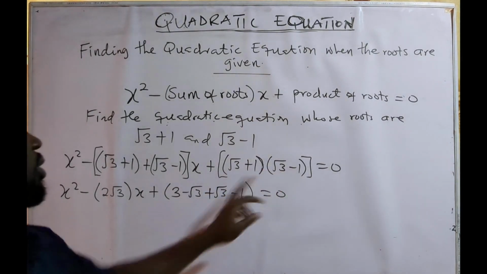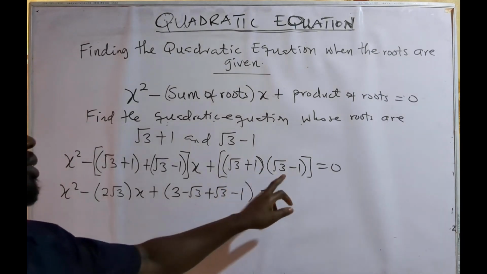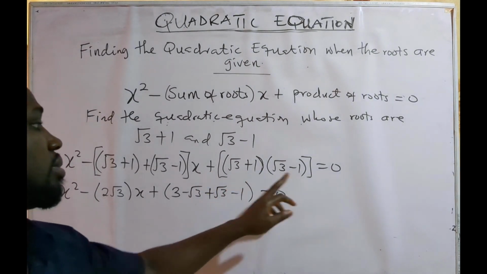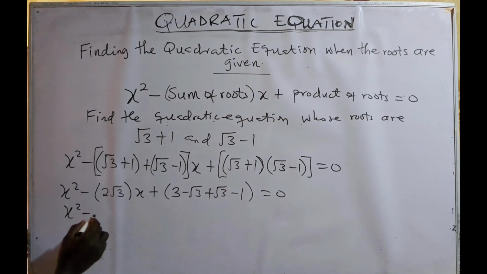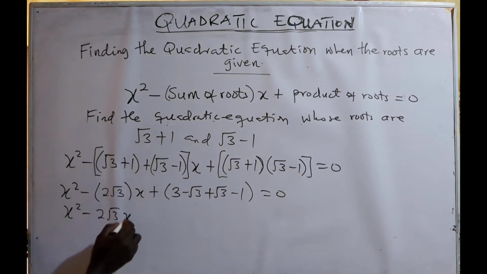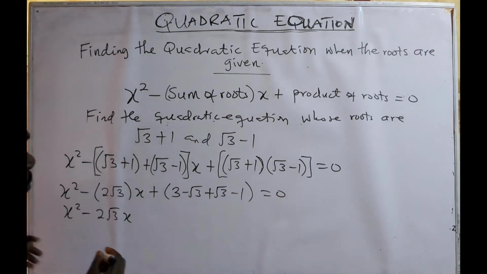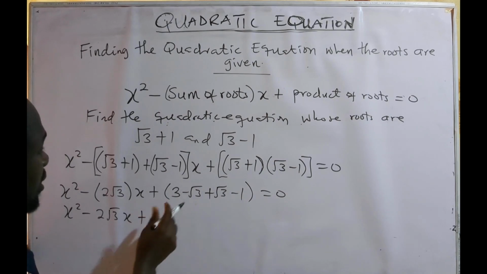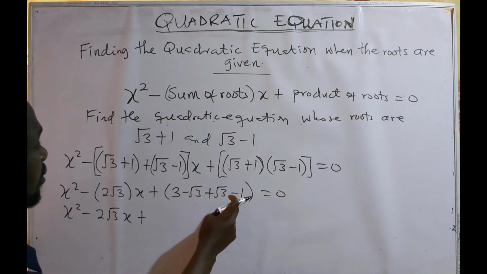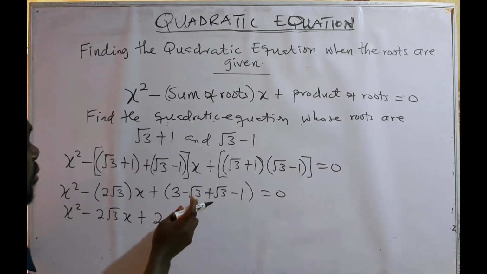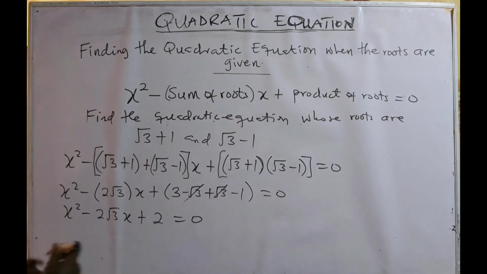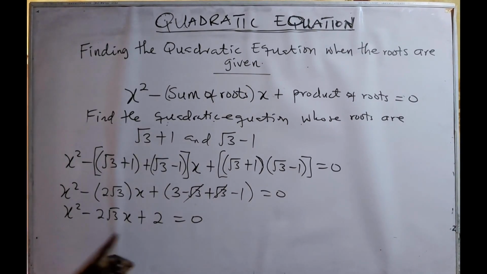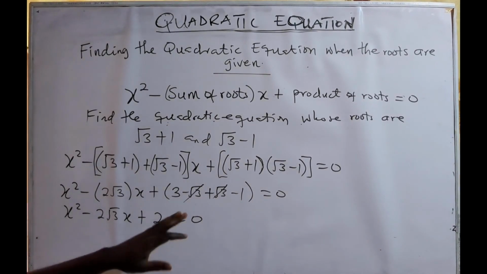So root 3 times root 3 is 3. Root 3 times 1 minus root 3. 1 times root 3 is positive root 3. And then 1 times minus 1 gives me minus 1. Okay, so I'm going to have x squared minus 2 root 3 multiplying by x. Then we will have plus 3 minus 1, which will give me 2. And then root 3 minus root 3 will be 0. So this is our quadratic equation, which is x squared minus 2 root 3x plus 2 equal to 0.